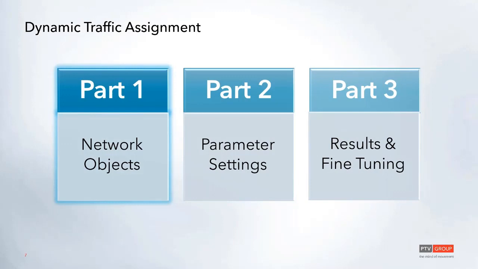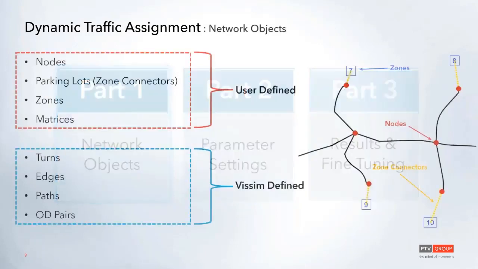For the dynamic traffic assignment, we're going to break this up into 3 parts and cover it over multiple tooltip sessions. So the first one today, we're just going to cover the network objects. And then next time we'll look at some of the DTA parameter settings. And finally, we'll look at the DTA results and then fine-tuning the network.